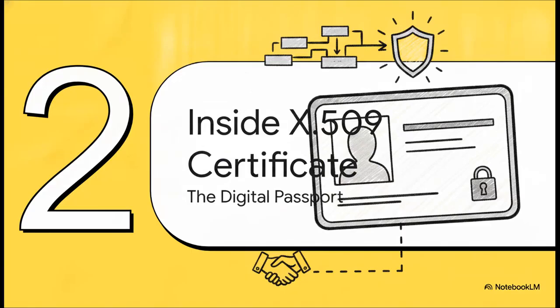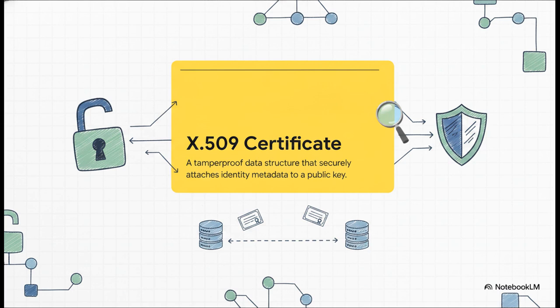Section 2, inside the X509 certificate. So, to prevent that devastating man-in-the-middle attack, we clearly need a reliable way to definitively bind a real-world identity to a mathematical public key. We need a digital ID card. And that is exactly what an X.509 digital certificate is. It's essentially a tamper-proof data structure that securely attaches identity metadata to a public key.